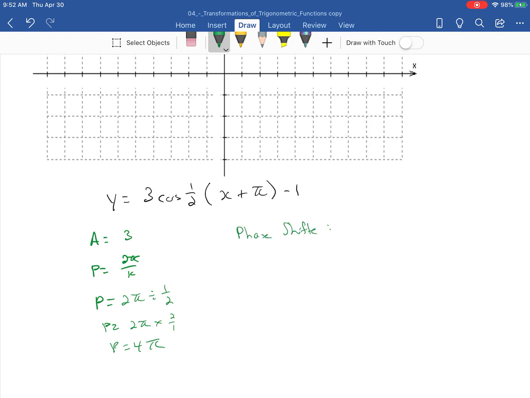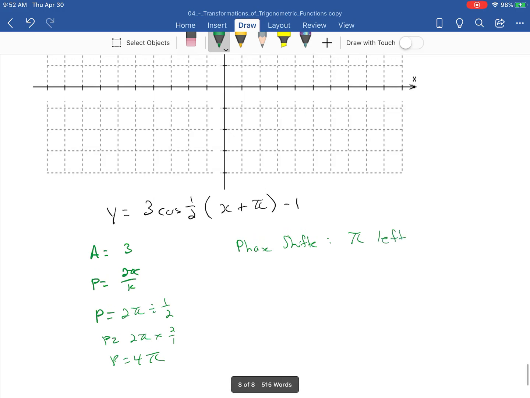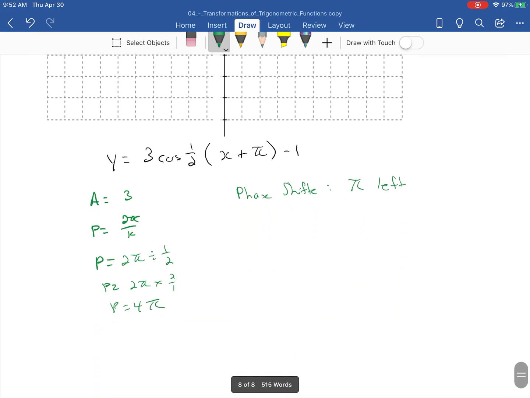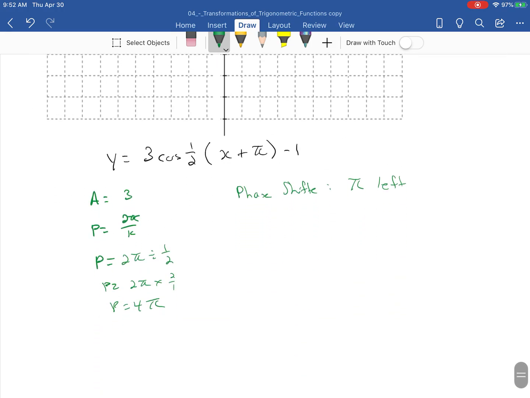What was next? Phase shift. Pi left. See, it was tempting to say that it was pi over 2, but it wasn't. It had to be common factored first. So it's pi left that this thing moves. And then vertical translation, down 1.